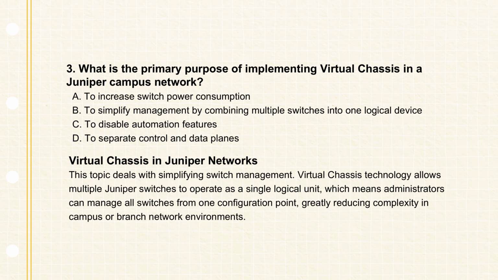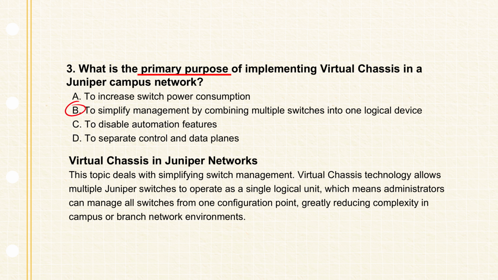Okay, let's talk about simplifying the hardware side. Next question is about virtual chassis in a Juniper campus network. Primary purpose. The source says the primary purpose is to simplify management. How does it do that? By letting you combine multiple physical switches, could be, say, 4 or 8 switches, and making them act like one single logical device. Okay. So instead of managing 4 boxes separately, you log in once, configure once, monitor once. Like it's just one big switch. That's the core idea, yes.